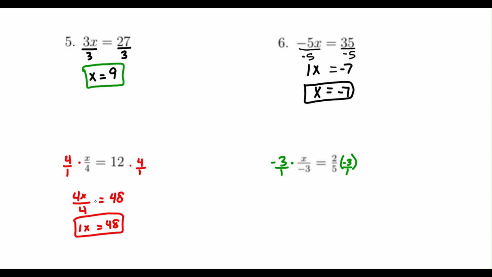So you can either do what we did over here, which is to multiply them out and simplify them in the end, or we can say, I know that -3 divides -3, and that just becomes 1. So I get x on the left-hand side. And on the right-hand side, we multiply directly across the top. 2 times -3 is -6, and 5 times 1 is 5. So I get x equals -6/5.